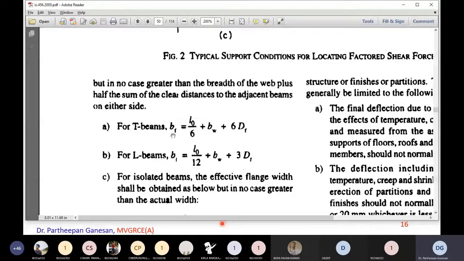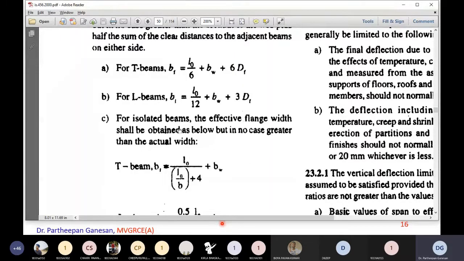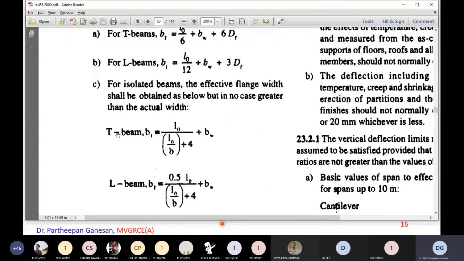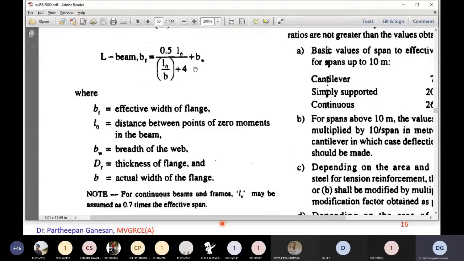For a T beam, the effective width of flange BF is equal to L0 by 6 plus BW plus 6 DF, and for an L beam it is BF equals L0 by 12 plus BW plus 3 DF. Now for isolated beams, the effective flange width shall be obtained as follows, but in no case greater than the actual width. For an isolated T beam, BF is equal to L0 divided by (L0 by B plus 4) plus BW, and similarly for an L beam, where BF is the effective width of flange, L0 is the distance between the points of zero moments in the beam.